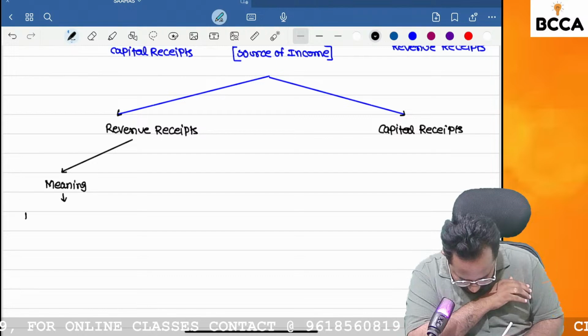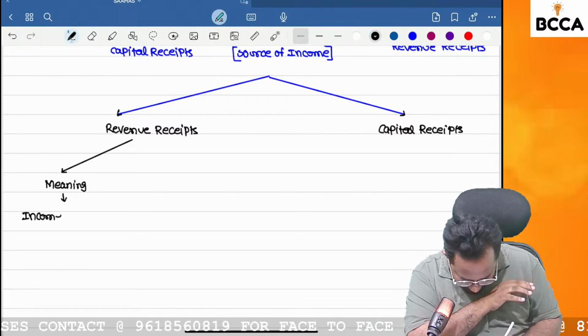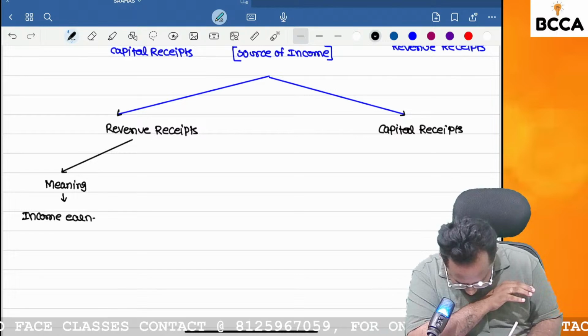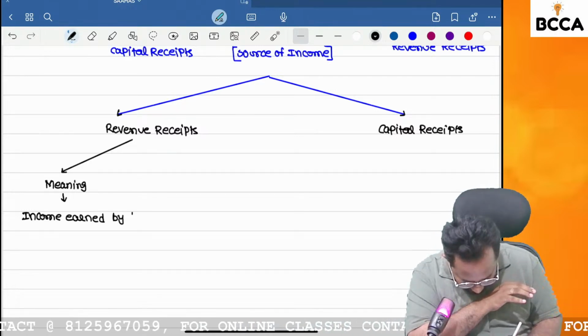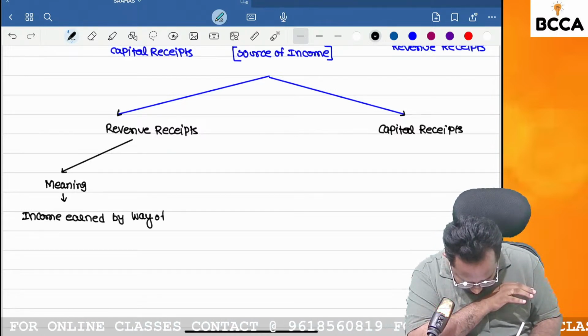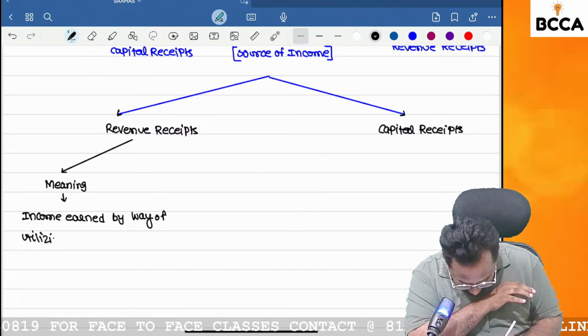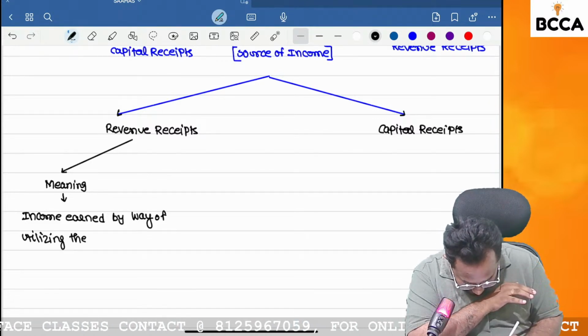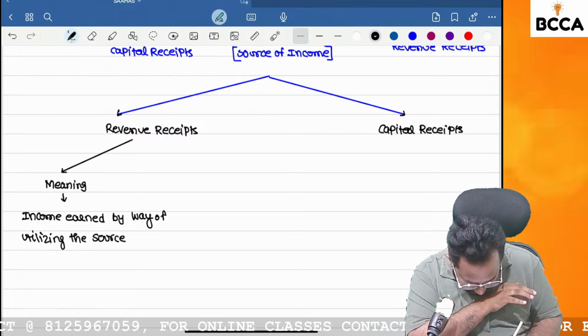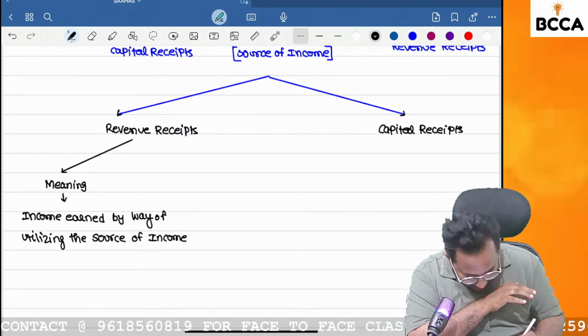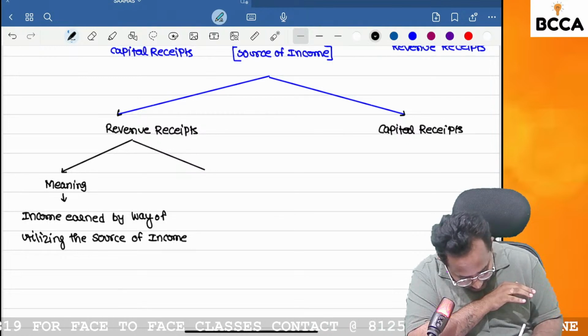So please tell me, income earned by way of utilizing the source of income, utilizing the source of income is called as a revenue receipt.